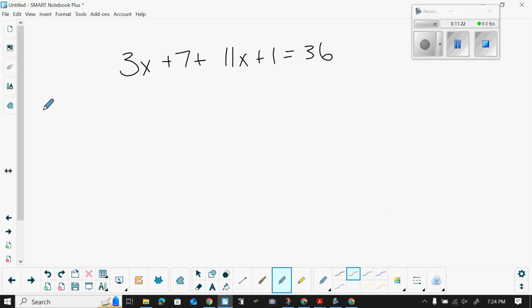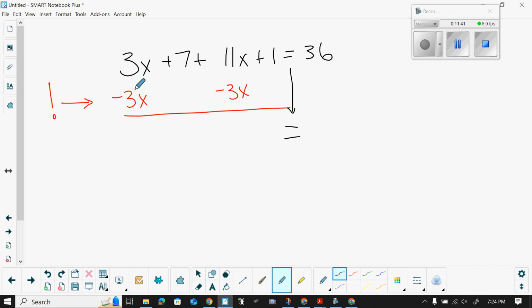We'll see a student, let's put an exclamation point here. They'll start the problem off and they'll go like this. Minus 3x, minus 3x. Now, let's think about what's happened here that's wrong. Notice my equal sign is over here. You've subtracted a 3x twice, but notice you didn't do it to both sides. You subtracted a 3x here and a 3x here, so technically you're subtracting 6x from one side, and you haven't done anything to the other side.